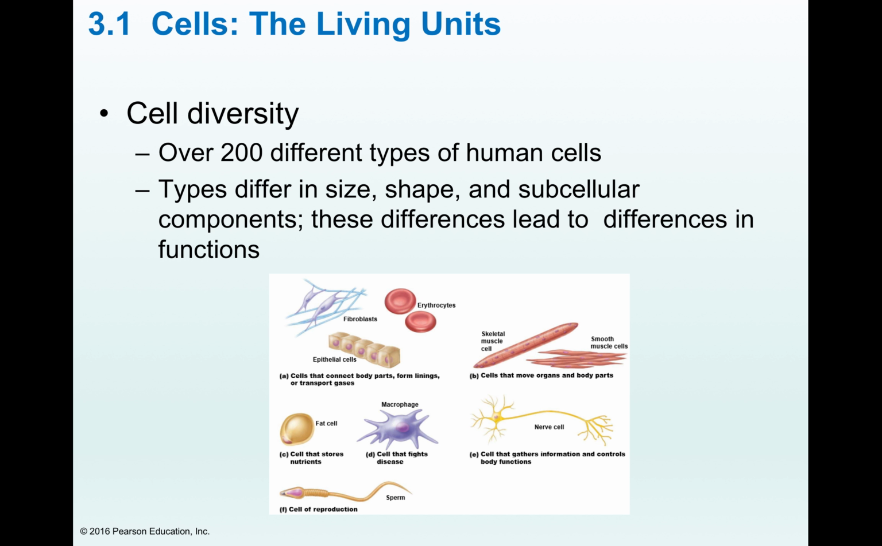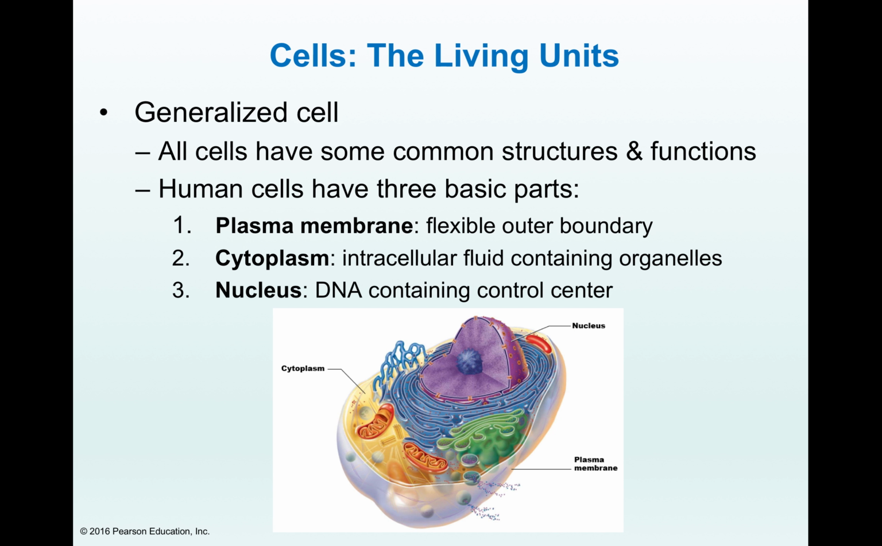as smooth and skeletal muscle cells, cells that are involved in creating electrical impulses, such as your nerve cells, cells storing fat, which we refer to as adipose, or basically fat cells, immune cells such as macrophages, and cells of the reproductive system such as a sperm. By just looking at these cells, you can see the differences that exist based on their shape and size.